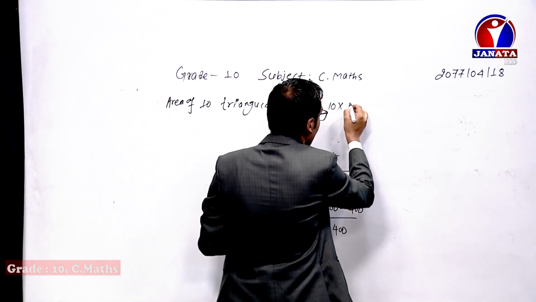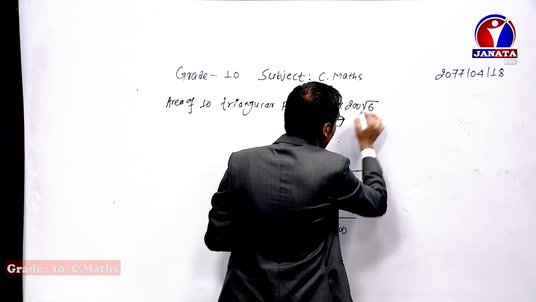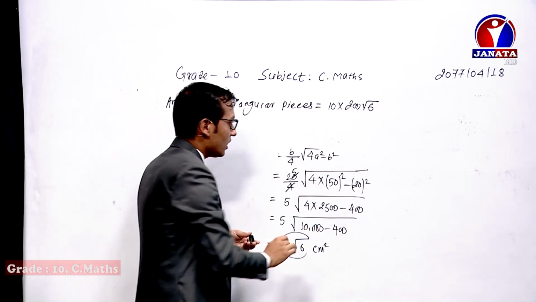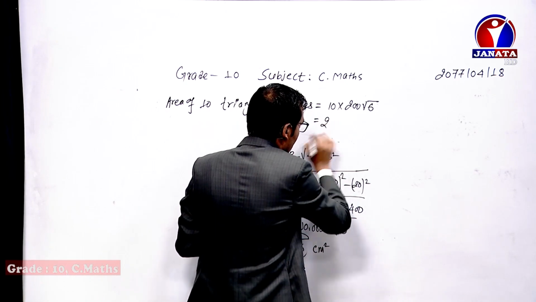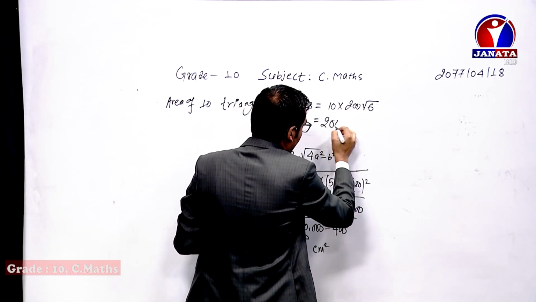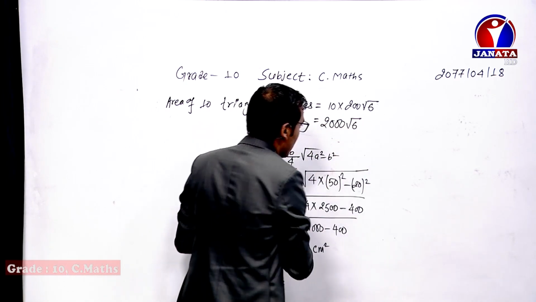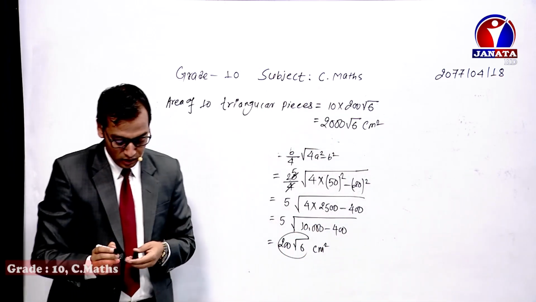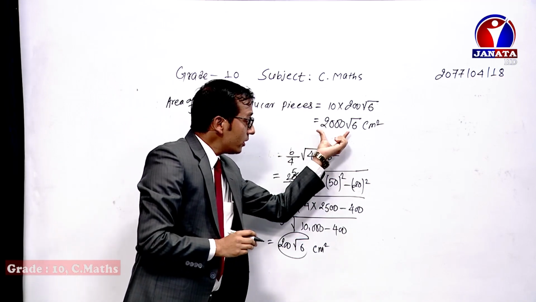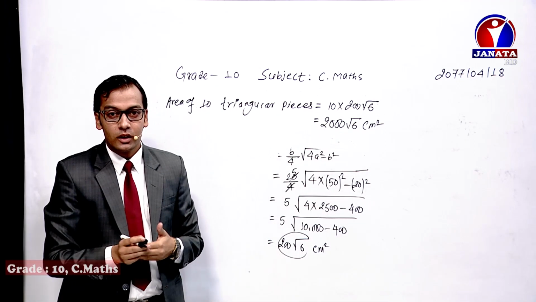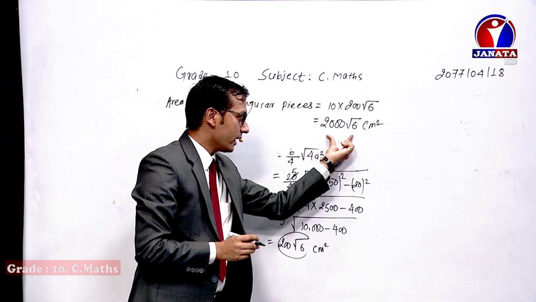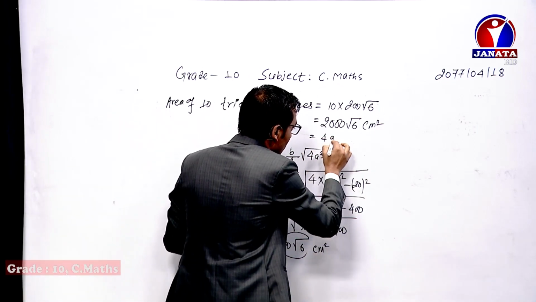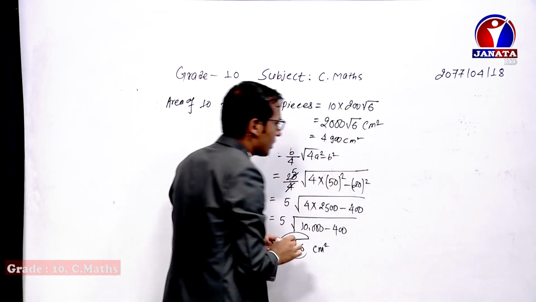It's 200 times square root of 6. So let's multiply this. This is 2 followed by 3 zeros times square root of 6 square centimeter. So if we multiply 2000 with square root of 6, we will obtain 4900 centimeter square.